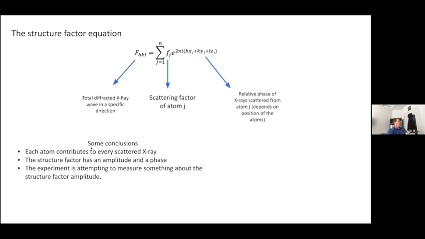Okay, so some of your conclusions that you want to keep in mind from this equation is that each and every atom contributes to each and every scattered X-ray that we measure. The structure factor, because it's the summation of a term that has e^(2πi), has an amplitude and it has a phase. And so our diffraction experiment is attempting to measure something about the structure factor amplitude.